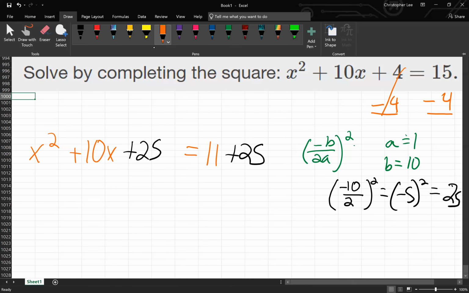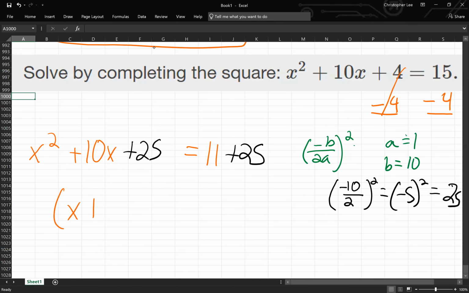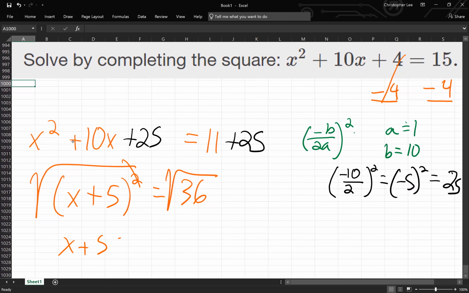I have x plus 5 squared is equal to 36, right? And then you already know, right? I want to solve for x, so I'm going to square root this. But what I do to one side, do to the other. So what do I have? I have x plus 5 is equal to plus or minus 6, right?